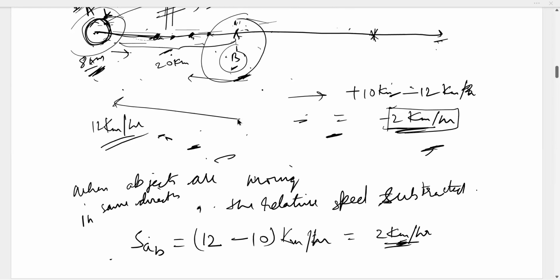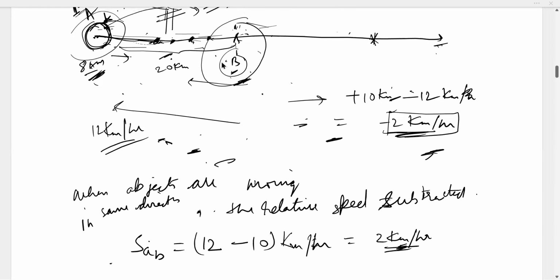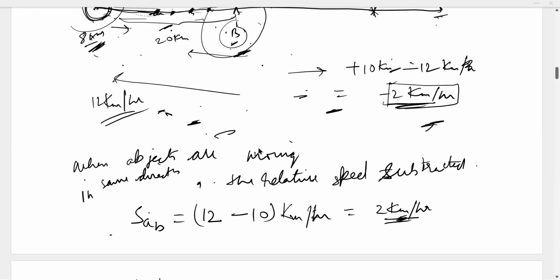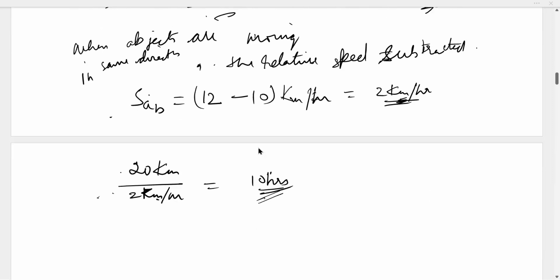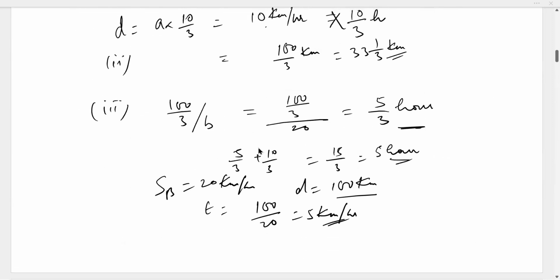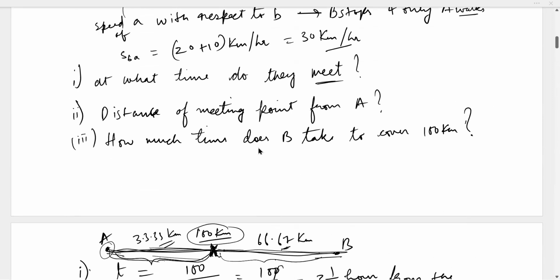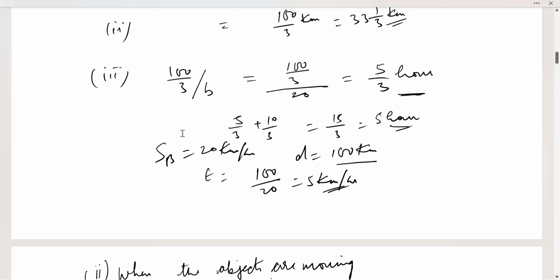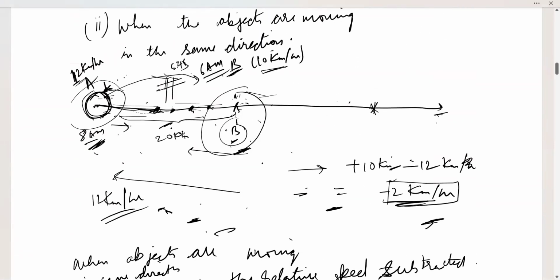I had taken an example where let's say these two people are moving in the same direction, like the thief example. Now, there were a couple more parts to it which I said you can work out, but let's solve them. So same question: at what time do they meet? That we have calculated, I think.